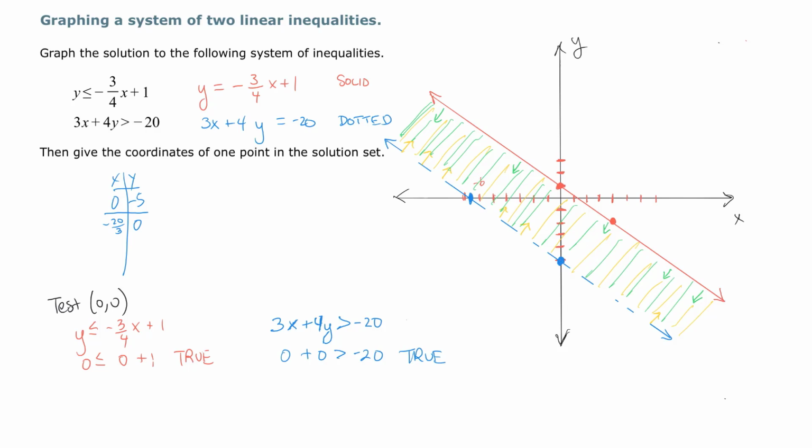You could also pick another test point to verify this. In fact, the instructions say to do so. Then give the coordinates of one point in the solution set. Obviously, I could choose 0, 0 again, but that's kind of boring. So why don't we choose something more interesting? Let's try this one. 1, 2, 3, 4, 5, 6. Let's try 6 and then negative 4. So let's test 6, negative 4.